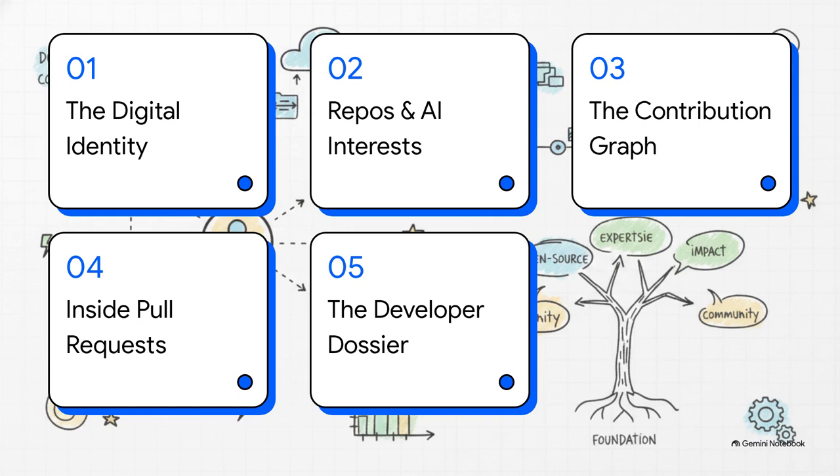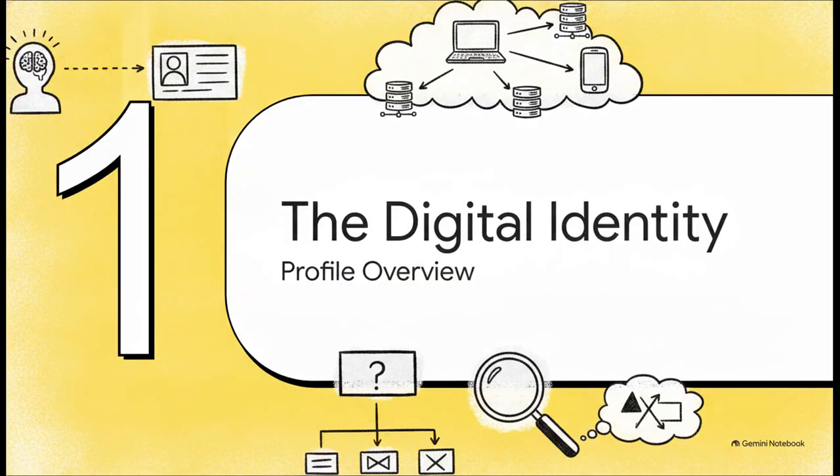Okay, let's dive into this roadmap. We're going to start with the digital identity, check out their repositories and AI interests, then move on to decoding the contribution graph. After that, we go inside the pull requests, and finally, wrap it all up with the developer dossier. Section 1. The digital identity.